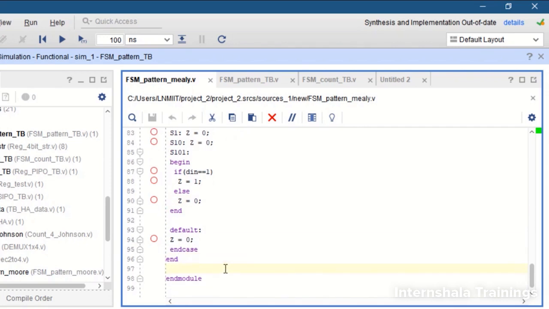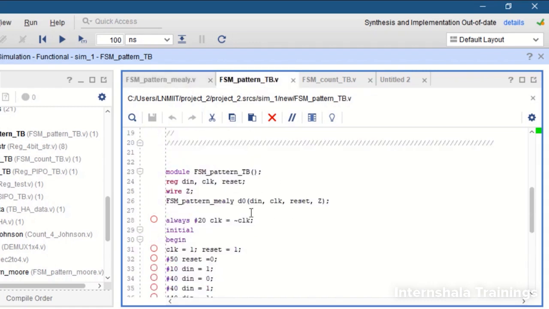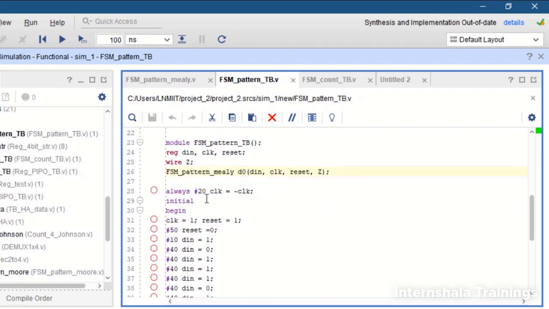This is our program. Now for this program I have written the test bench as well. In the test bench we have defined our registers and wires, and I have instantiated the module using these variables. Now we say at every 20 nanosecond flip the clock. That means the time period of my clock is 40 nanosecond.